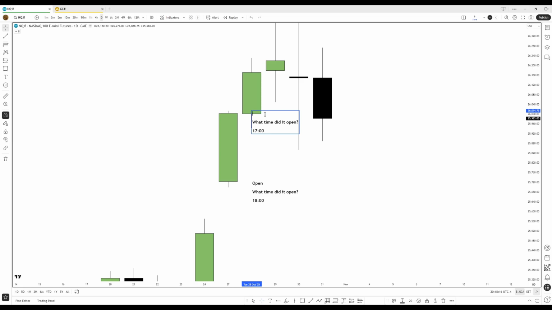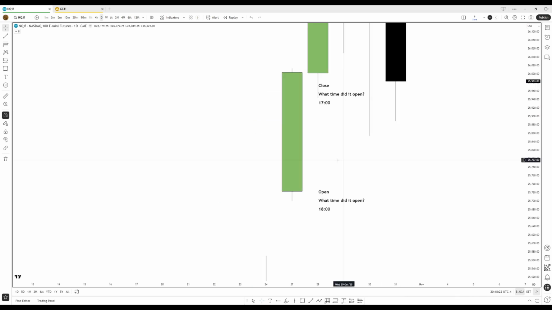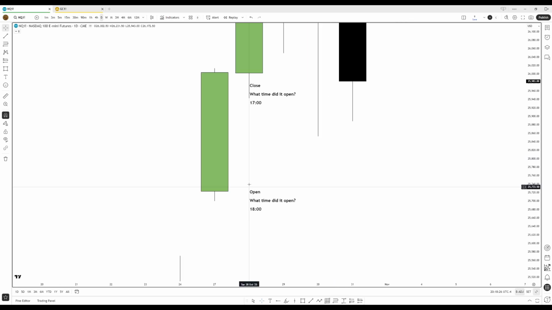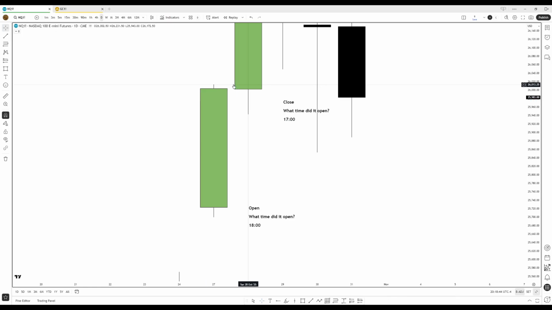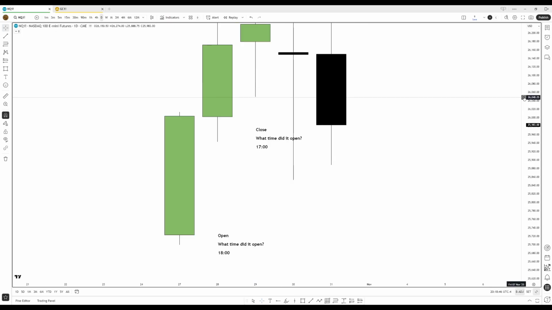Perfect. So this tail over here, we'll start with this one. What does it represent? What was the lowest price that day? Yes, exactly, in terms of the y-axis. And then what does this represent up here? It will be the high price. Yeah, exactly.